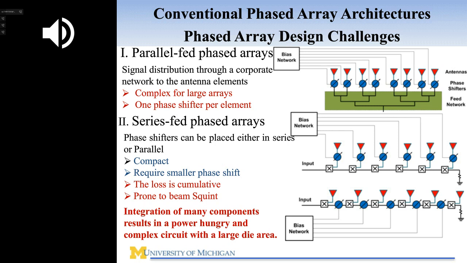And series-fed arrays also, I must say, suffer from two issues. One is cumulative loss as your signal travels down the feed lines, and also beam squint. That is, if the frequency of the input signal changes, then the progressive phase shift along the signal feed line changes, and so the array radiation direction shifts. And there are approaches to mitigate that, I must say. So in general, phase arrays are, again, complex, require a large number of phase shifters, and for that reason, they need many components, and they are, in general, power-hungry and require large die areas in the case of integrated phase arrays.